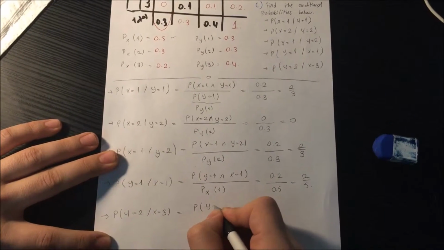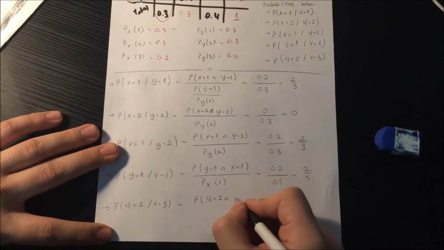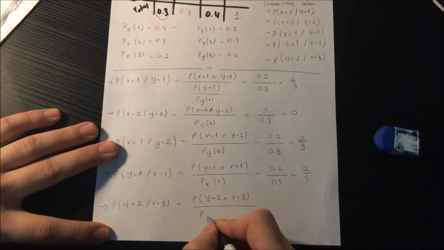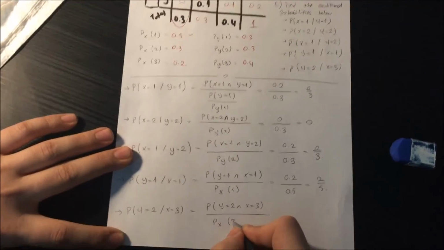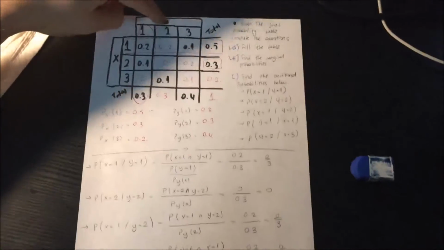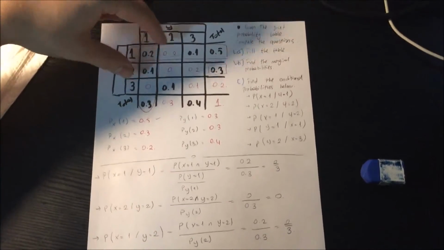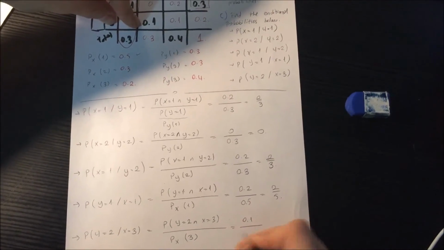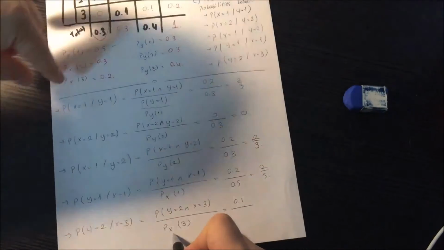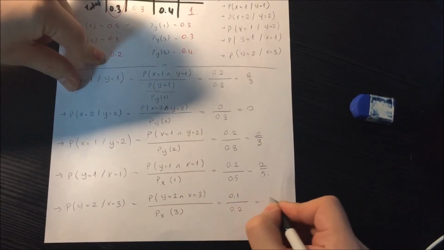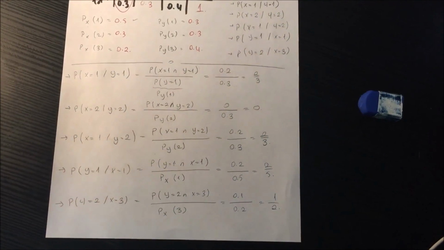And finally, for the last one, the probability that y equals 2 given x equals 3. This one is y equals 2 intersect x equals 3 over the probability of x3. Y equals 2 and x equals 3 is here, 0.1, over Px3, which is 0.2, so the answer will be 1 over 3. Thank you for listening.